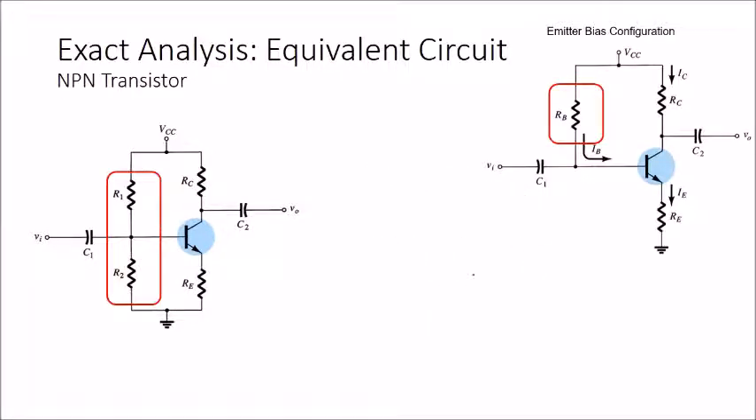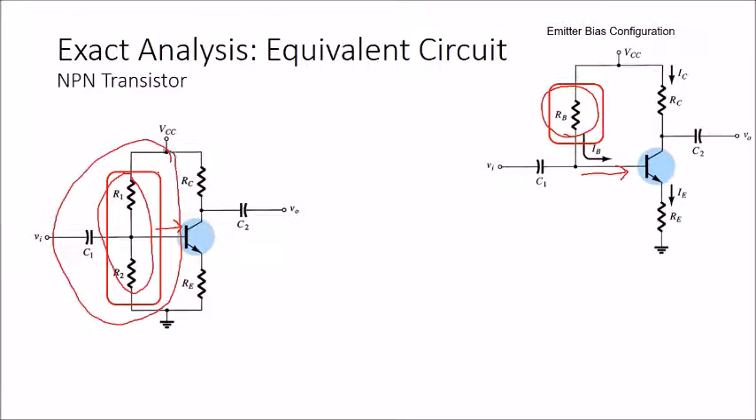Okay, for the first analysis, which is exact analysis, first we need to know the difference from the emitter bias configuration. For the emitter bias configuration, there is RB here. We have only one resistor as the input for the base terminal. But for the divider bias configuration, we have two resistors, and this is going to be the input for the base. For that reason, we have to do some simplification for this input.